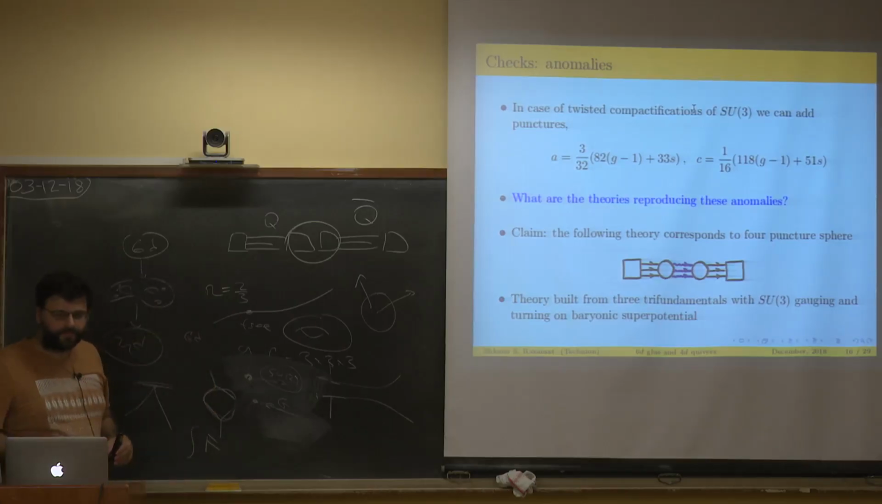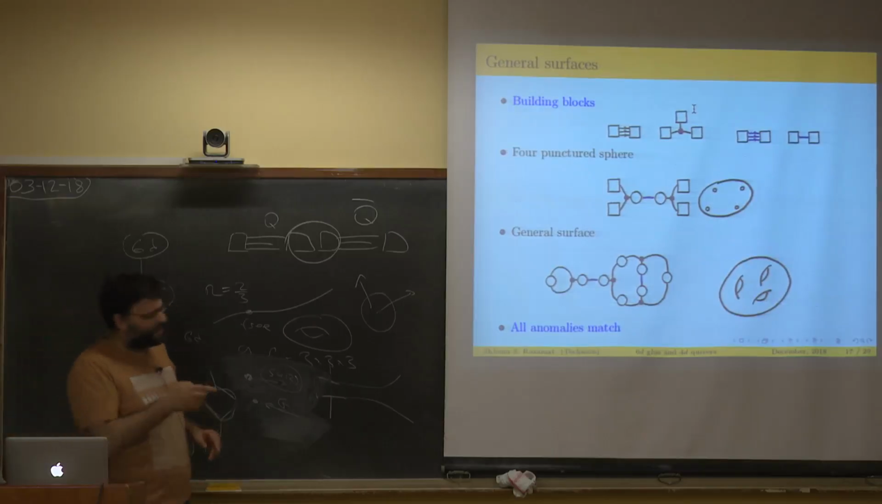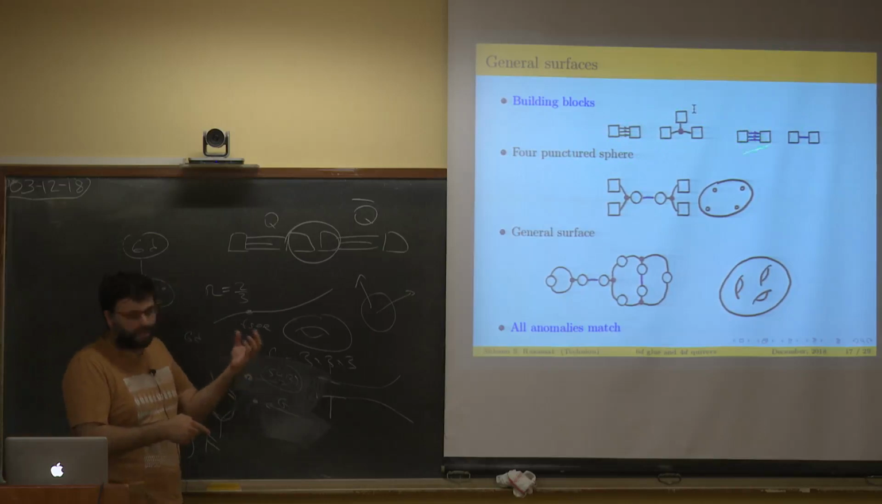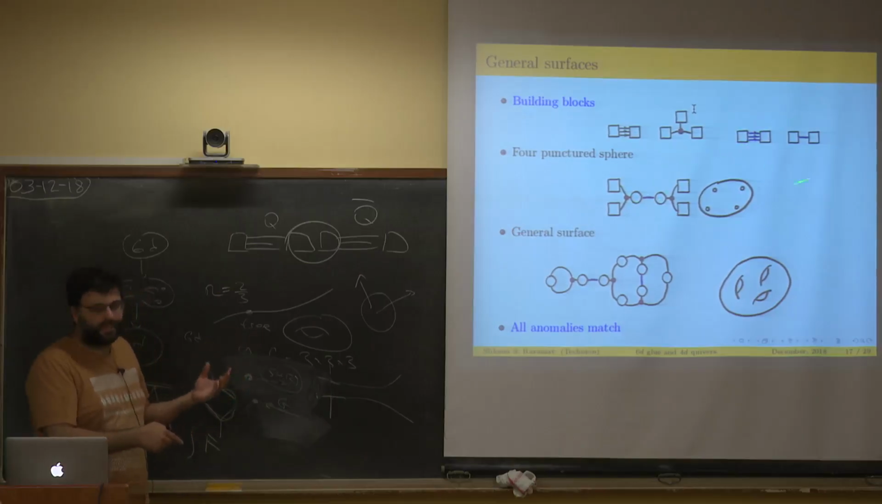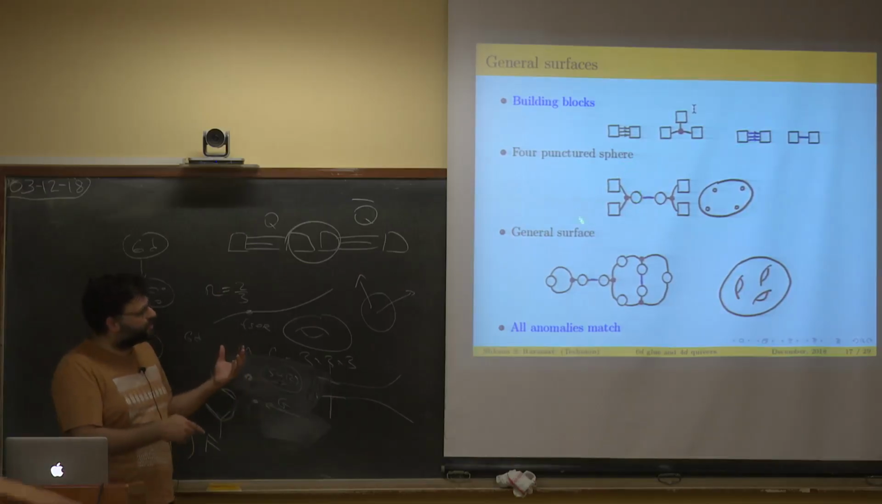So one piece, three-punctured sphere. Okay, three-punctured sphere, you are jumping ahead a little bit. Okay, not far, like just two slides. Okay, so this is our basic building blocks. This is our trifundamental. So we will have two types of blocks. One is just this trifundamental. Another is a trifundamental, but with a baryonic superpotential, which breaks one of the SU3s. And then from these blocks, we can build any theory. So we can write a four-punctured sphere on the previous slide in this way. So it's one trifundamental with a baryonic superpotential, and another trifundamental.